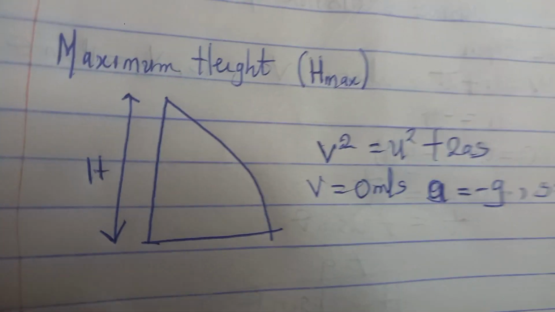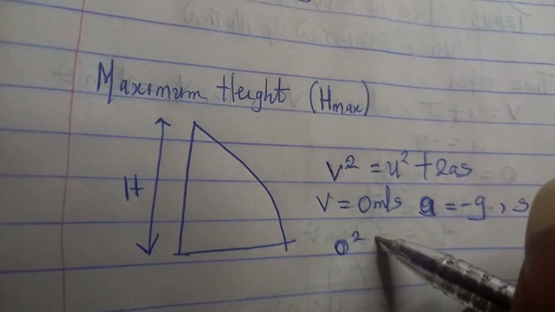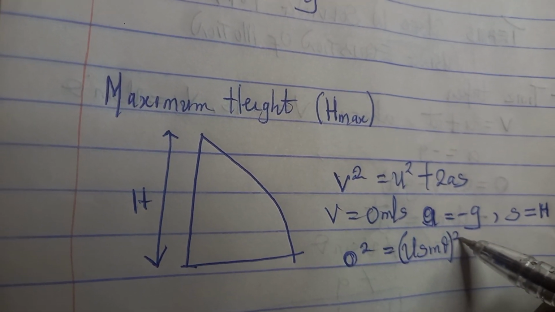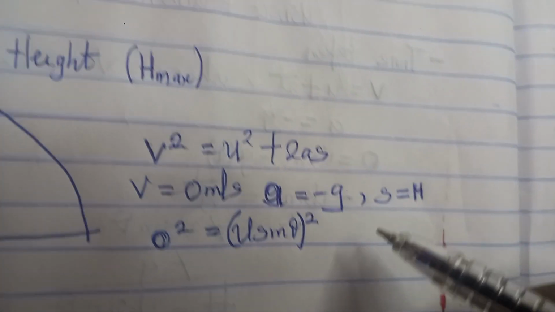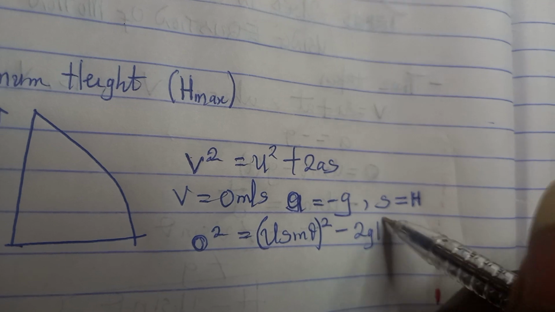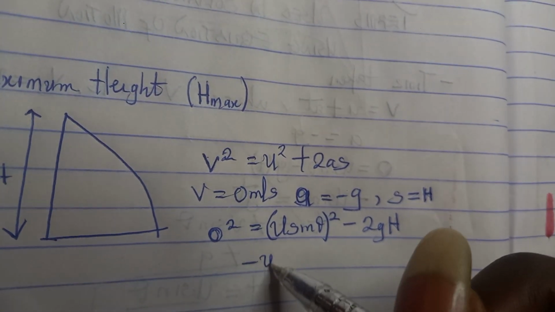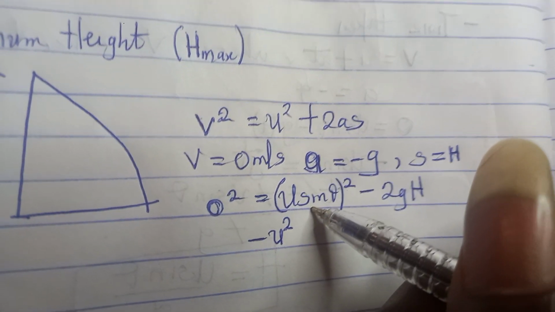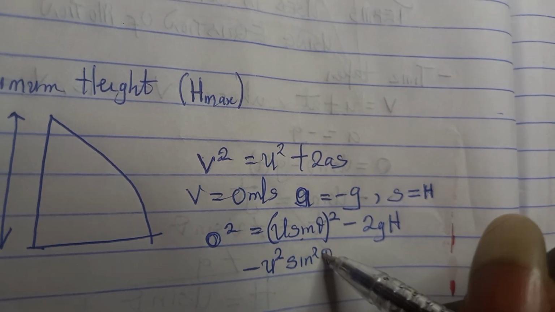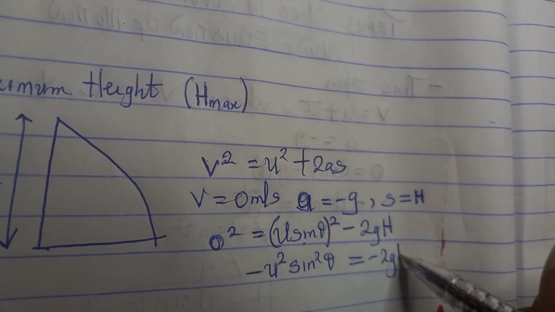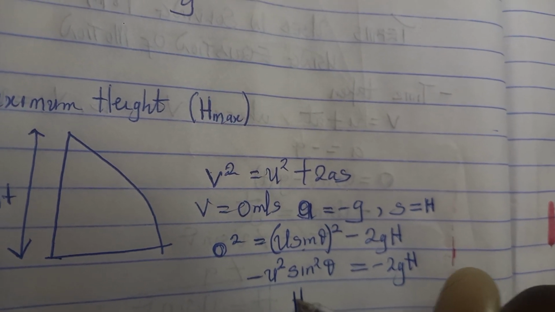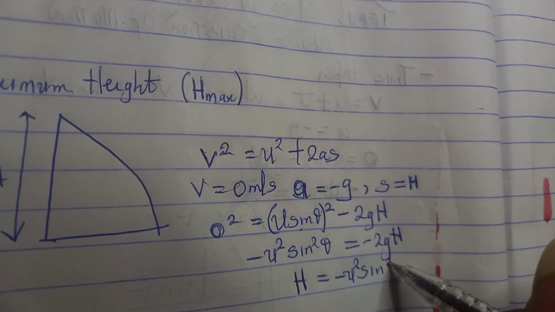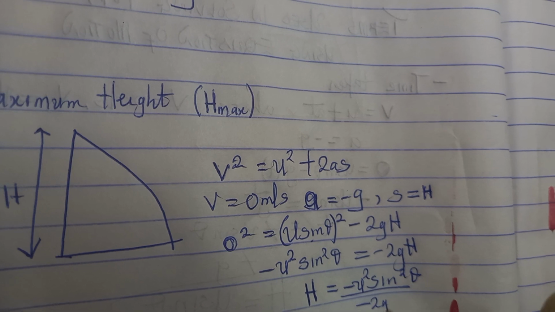So from here we have 0 squared equals u sin theta all squared, that's the vertical component, minus 2gh. This will give us minus u squared, and if you expand this, you have u squared sin squared theta, equals minus 2gh. So I'm looking for the maximum height, of which I'll have minus u squared sin squared theta over minus 2g.